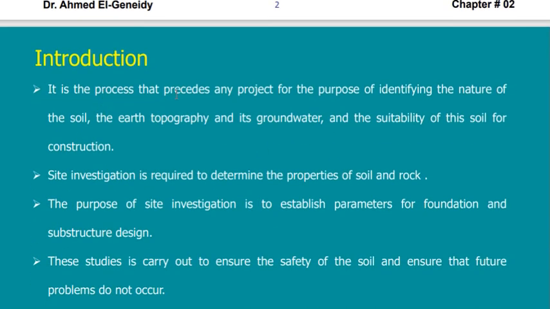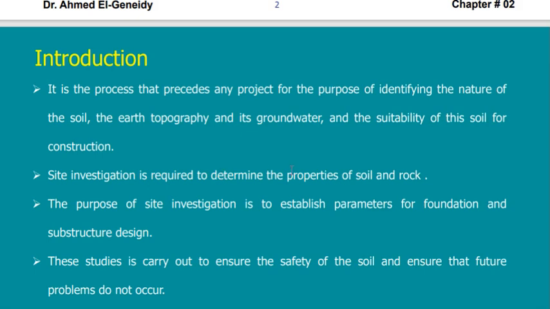It's the process that precedes any project for the purpose of identifying the nature of the soil, the earth topography and its groundwater, and the suitability of this soil for construction. This is a quick definition. You need to know the nature of the soil, topography, what is high, what is low, groundwater, is there water or is there no water, and the suitability of this type of soil for construction.